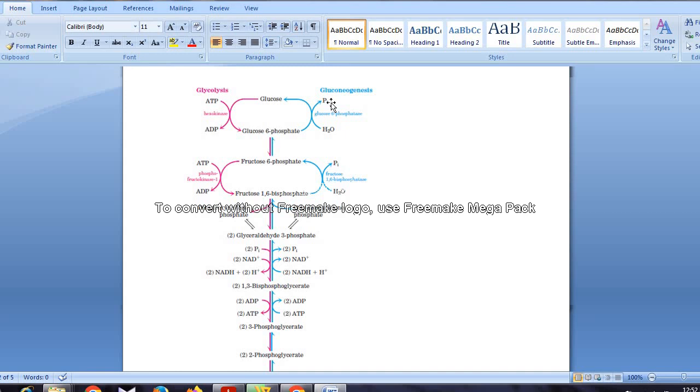Okay, the first one is this step. It's quite simple. If there is an enzyme called glucose 6-phosphatase, it will remove a phosphate from glucose 6-phosphate, so you get glucose.